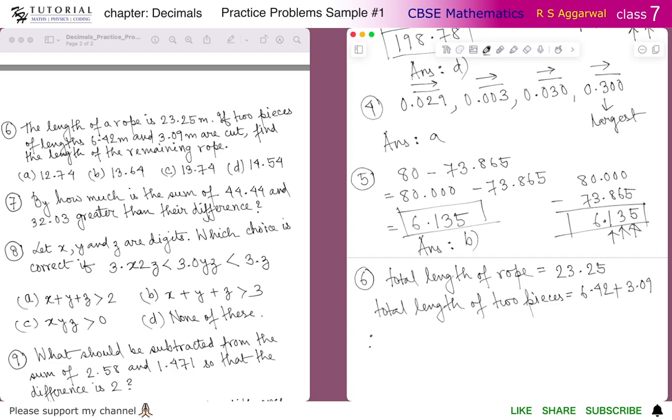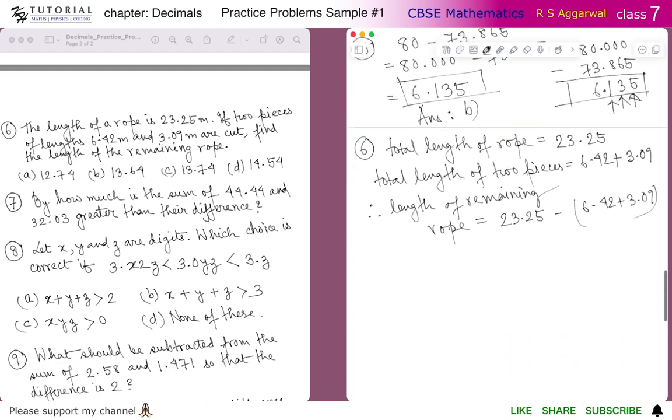So therefore, find the length of the remaining rope. Length of remaining rope now becomes the total length, that is 23.225 minus the total length of the two pieces. So this is 6.42 plus 3.09. So this is what we have to evaluate. We have to evaluate this now.